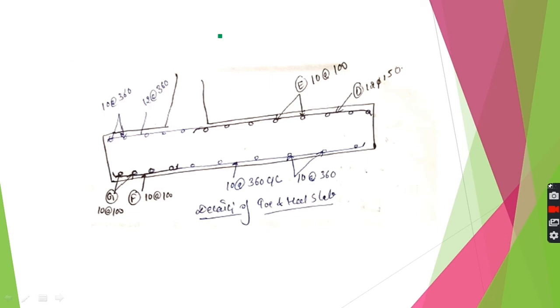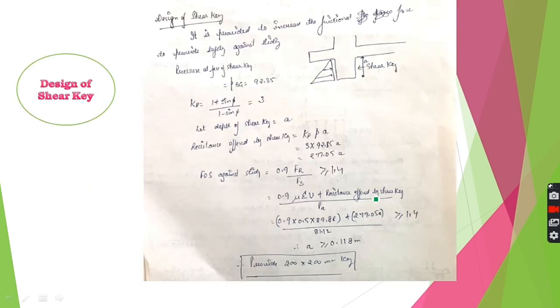Here D is the main reinforcement in your heel slab. Main reinforcement in heel slab is D, 12 mm dia bar at 150. E is the distribution reinforcement on the top face of your heel slab. F is the main reinforcement in toe slab, and G is the distribution reinforcement in toe slab. Rest all these are the extra reinforcement which have been provided, which are basically extended up to here, for better safety.